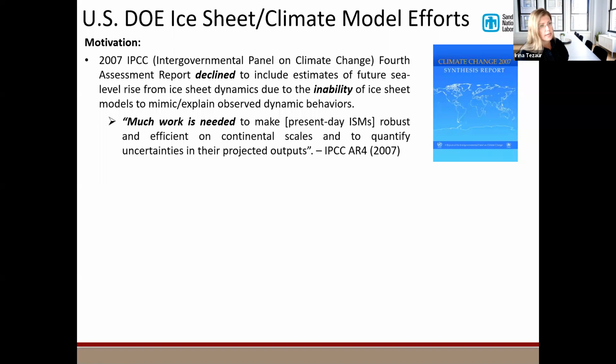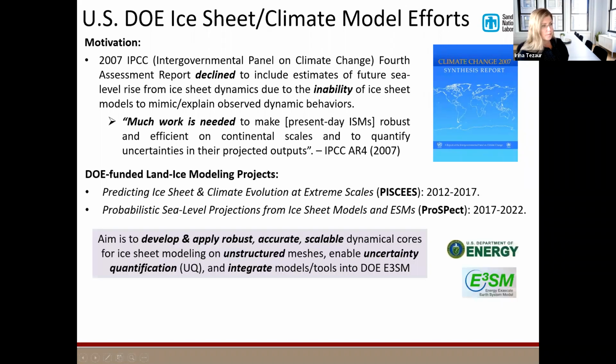So just to expand on this a little bit, in 2007, the IPCC, the Intergovernmental Panel on Climate Change, this is a group of scientists that meets every few years to make recommendations about kind of the status of climate change research and climate change. They issued their 4th assessment report, and they actually declined in this report to include estimates of future sea level rise from ice sheet dynamics because the models at the time weren't able to mimic or explain some of the dynamical behaviors that were happening at the time. And there's a quote here that a lot of work was needed to make these models really have the capabilities and the robustness that they needed to have.